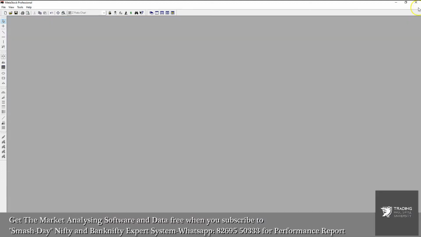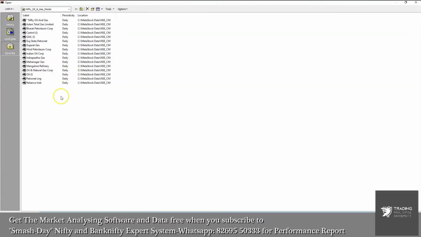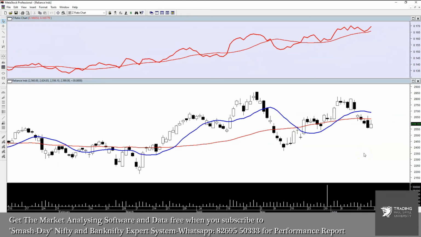So let us open another stock from the same sector. Suppose let it be Reliance, and when we open the relative strength of Reliance, we can see a different picture. The prices are down, but the relative strength or the ratio chart is not down. It is actually showing an uptrend, and the uptrend is visible from the series of higher bottoms, but the moving average is also showing an uptrend. The slope of the moving average is upward, and the ratio chart itself is trading above the moving average.